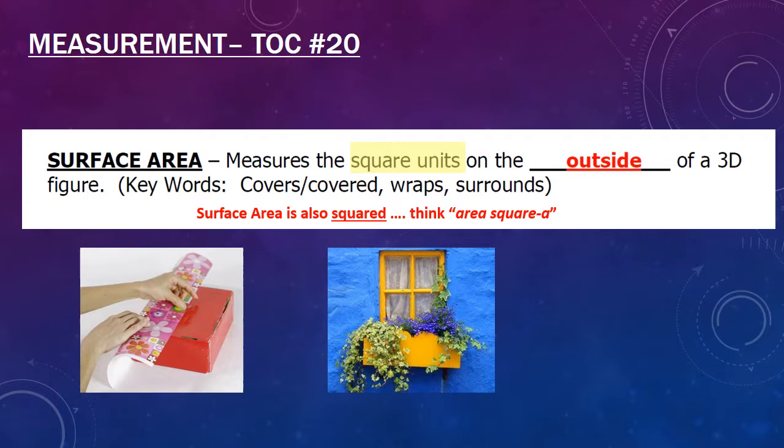If you're painting, this is a picture of a flower box or window box, it has flowers in it. And if they paint that window box, it is a rectangular prism. It has a length, a width, and a height. And if they're painting the outside, that would be surface area.